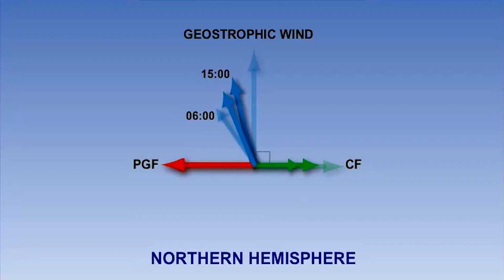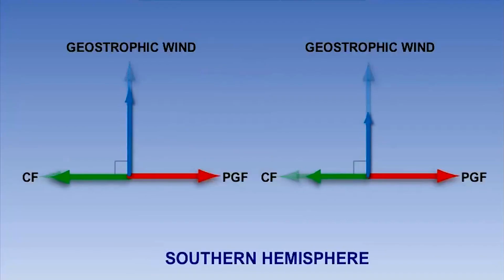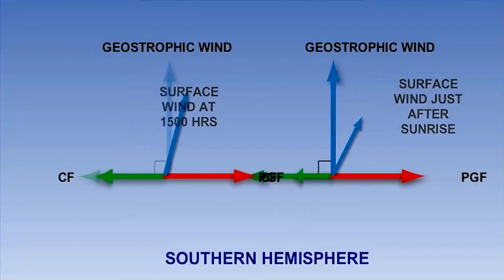From 0600 onwards, the surface wind will increase in strength and move towards the 1500 position. But after 1500 hours, the wind will slowly return and move towards the 0600 position. The southern hemisphere images can be seen if you click on the button. This completes the theoretical analysis of the surface wind and geostrophic wind.